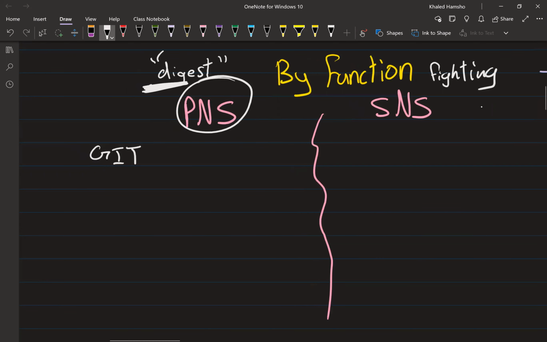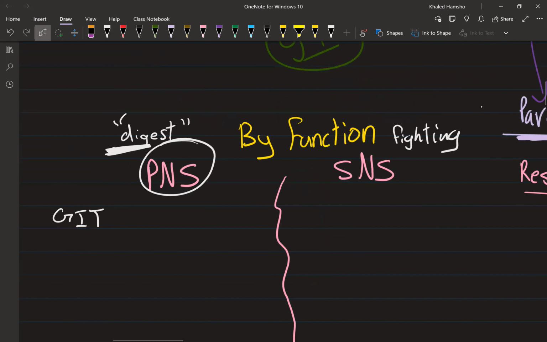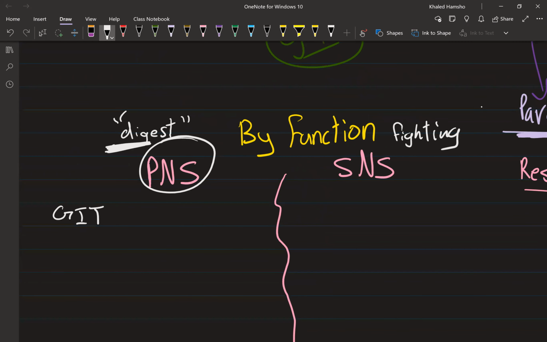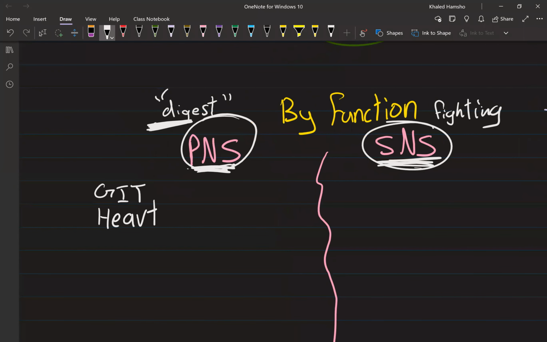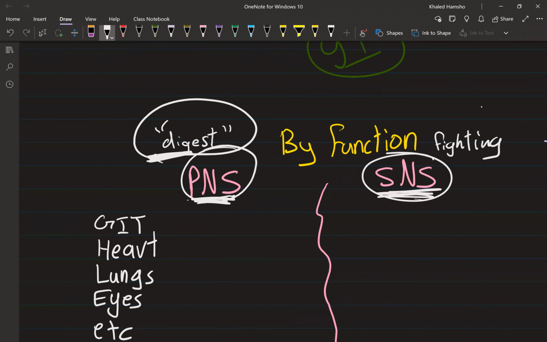So in the GIT, again, the two divisions of the autonomic nervous system are the parasympathetic over here and the sympathetic. For the GIT, let's tackle it organ by organ. Let's put heart, lungs, eyes, etc. It doesn't matter. The general theme is you go back to these two things over here.